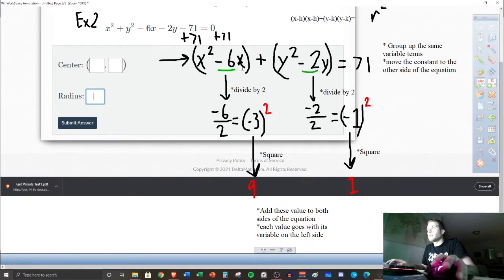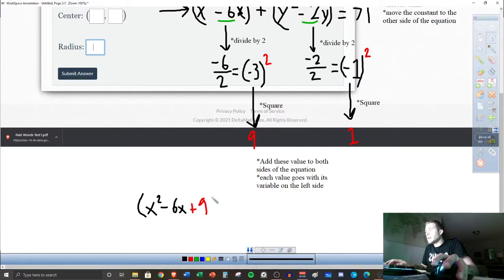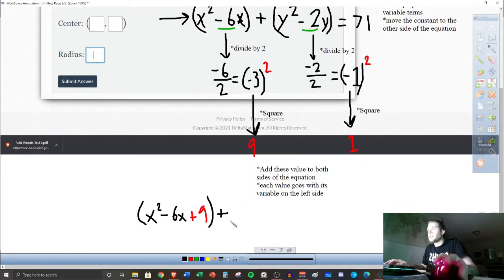Back up here, we had our original equation. So I'm going to rewrite that. And I'll start it in black text. And I'm going to keep this like this. So it's x squared minus 6x. And then we're going to add this 9 to it, right? There's that additional 9. That's where it goes. Then we take this y expression here.